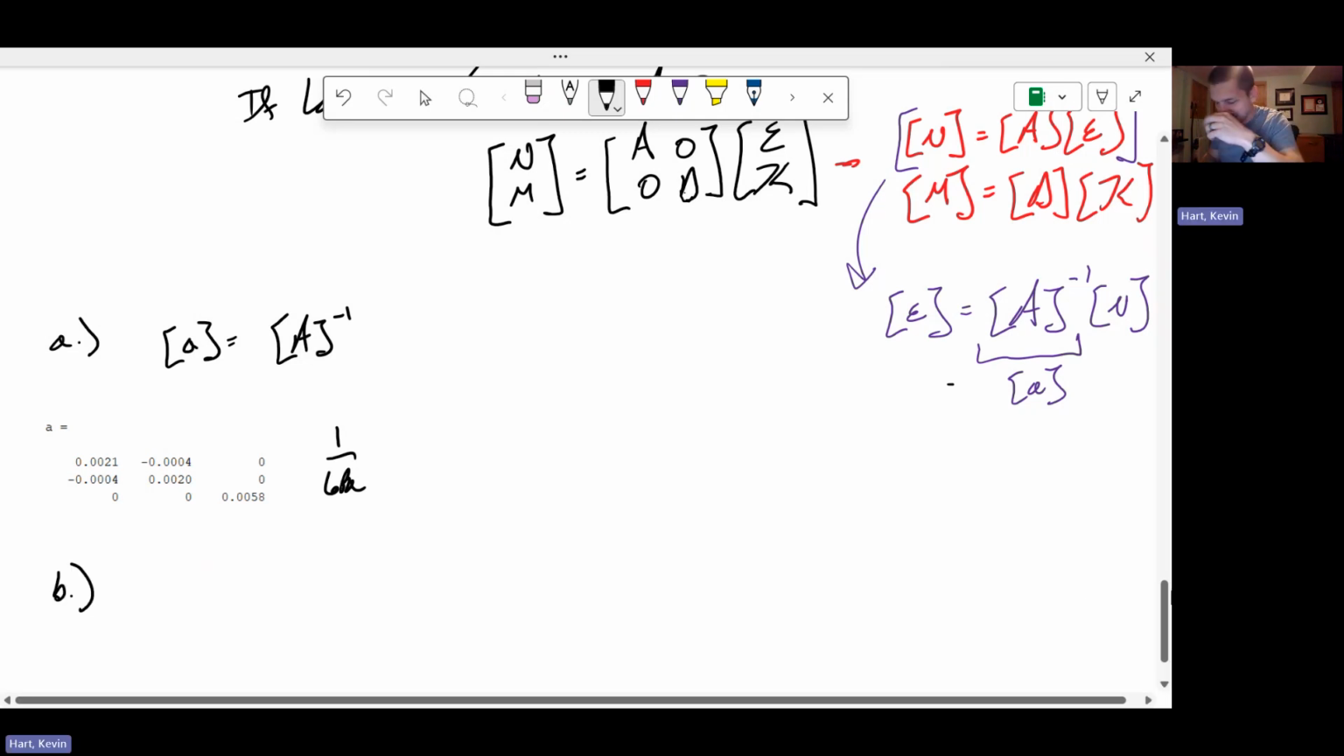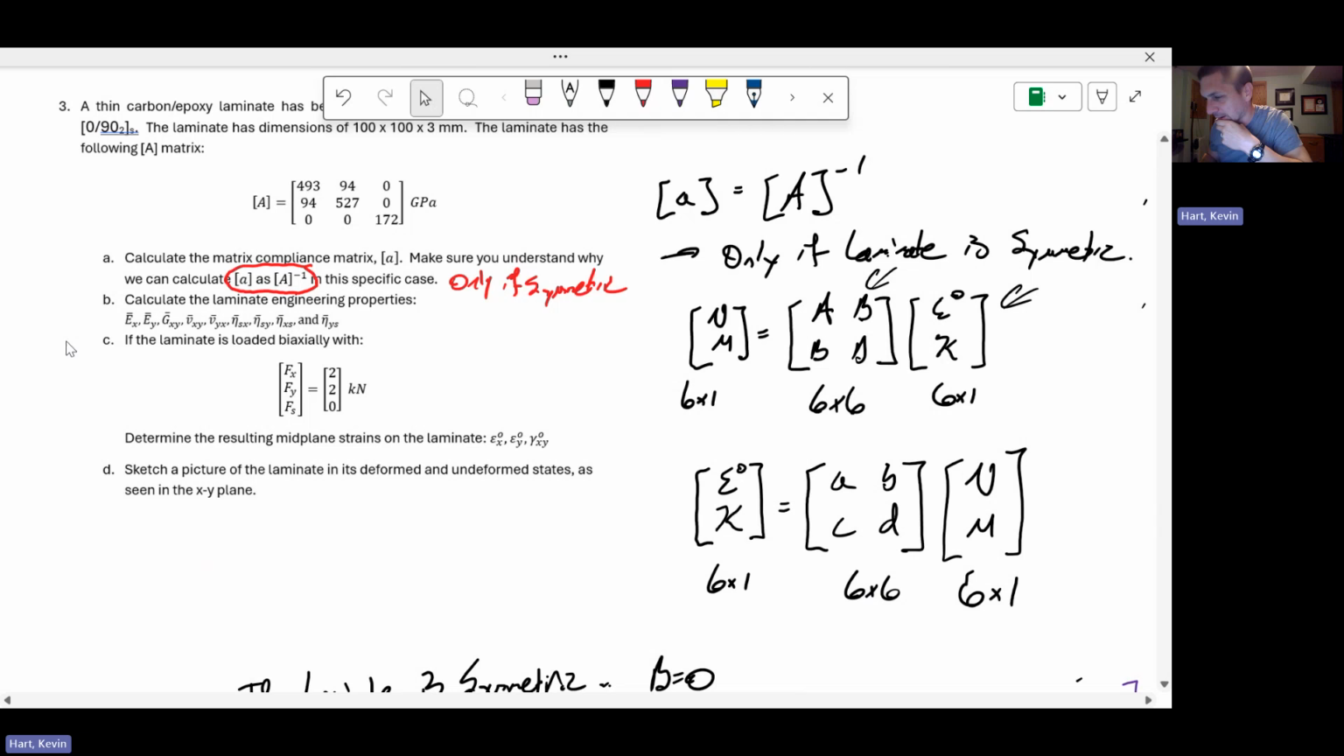We're asked for laminate engineering properties: E bar X, E bar Y, G bar XY, and so on. These are the elastic moduli, shear moduli, and Poisson's ratio of the laminate as a whole, in the X direction, the Y direction, and so on. How do we get these?